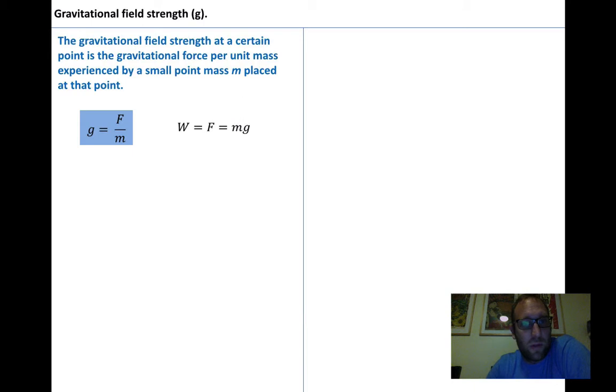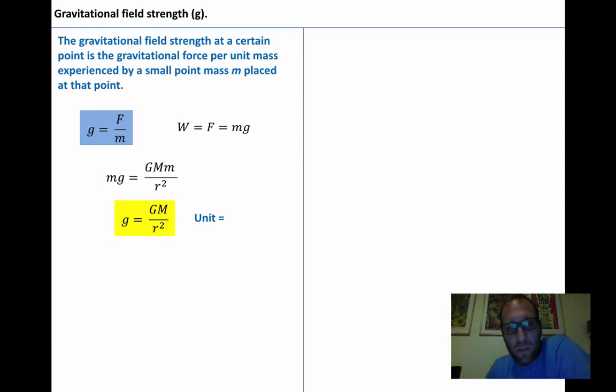By definition, we've just said it's the force per unit mass, which is given by that blue equation, and we know that our weight, which is a force, is equal to mg. If we equate Newton's universal equation and our weight on Earth, the masses cancel, and we're left with g, the acceleration due to gravity, equal to the constant big G times the mass of, in this case, the Earth, divided by the squared distance between them. You should be able to know the unit. It's the acceleration due to gravity, so meters per second squared.